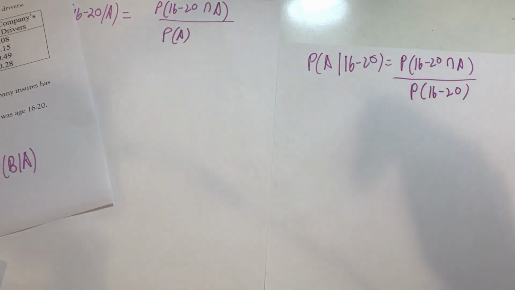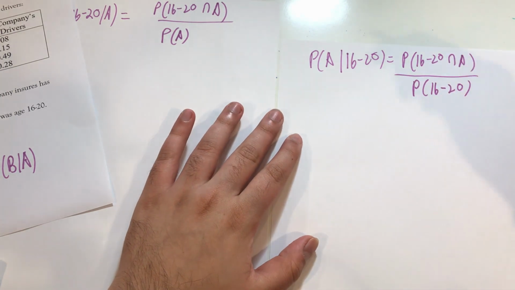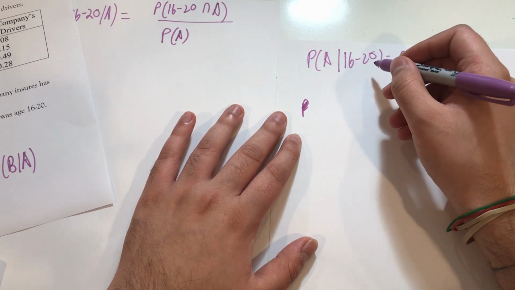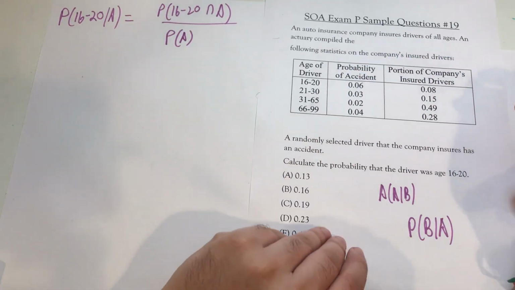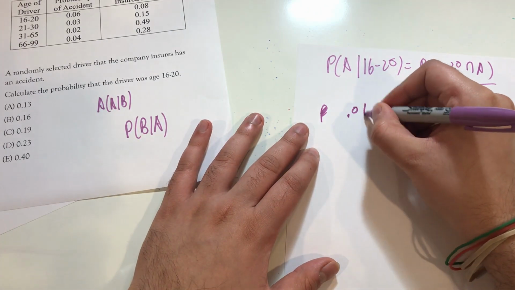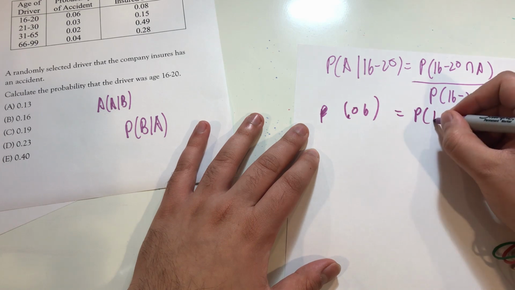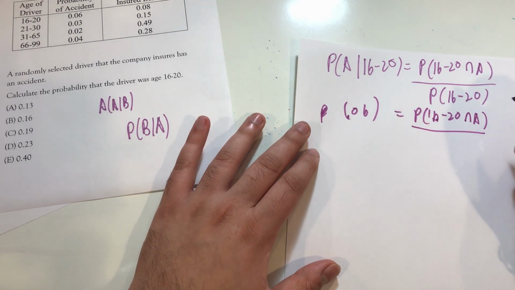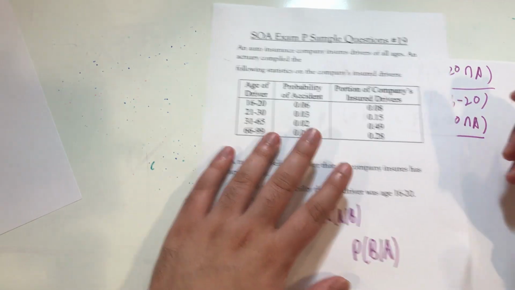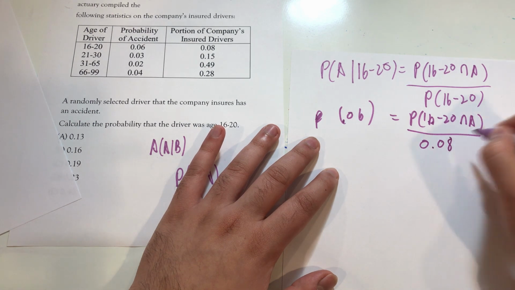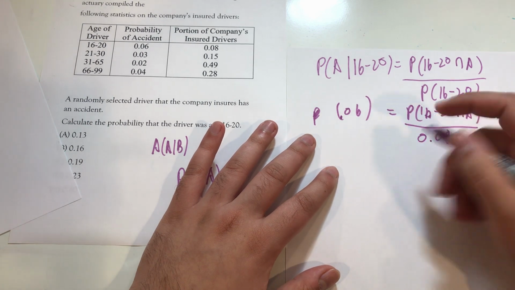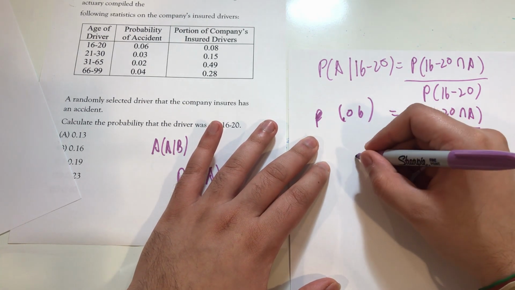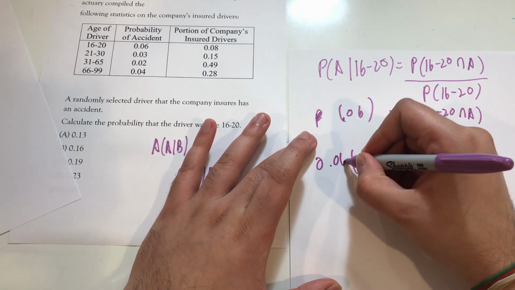This is me breaking down Bayes' theorem a little more, rather than straight writing the formula. So here, the probability of getting into an accident, given that you're in an age group, is this column. So here it's going to be 0.06. That is equal to the probability of being in the 16 to 20 age group and being in an accident, over the probability that you're just in the 16 to 20 age group, which is given by this column here, 0.08. I multiply both sides, and I get the probability of being 16 to 20 and getting into an accident. Well, that should be 0.06 times 0.08.